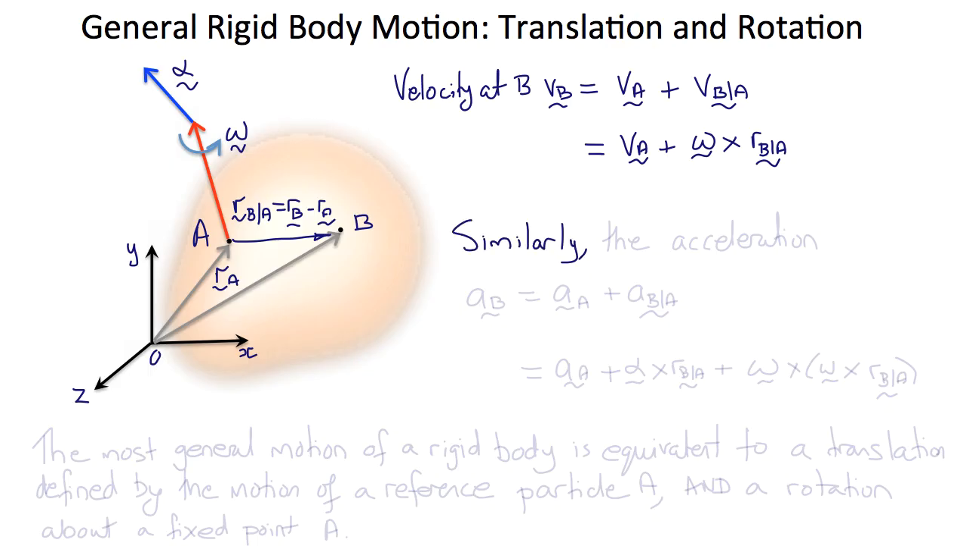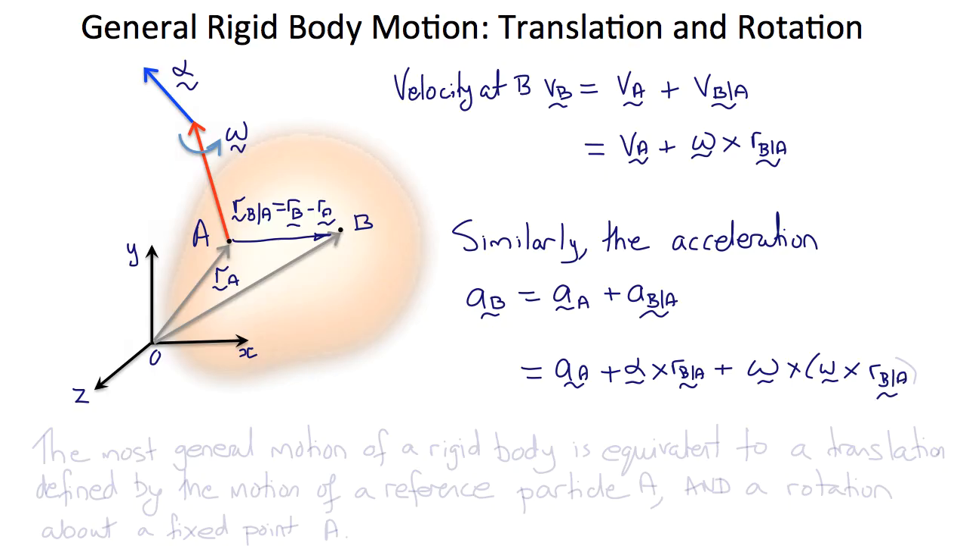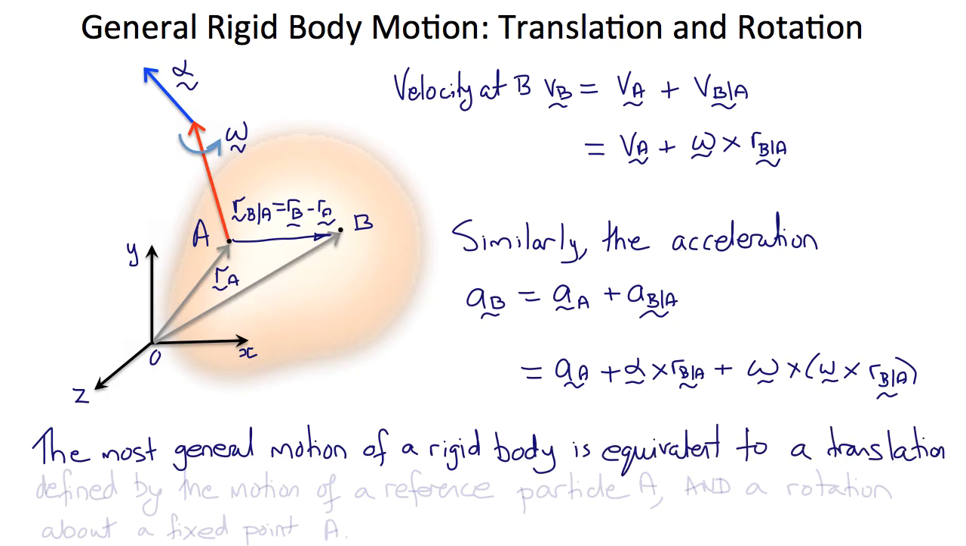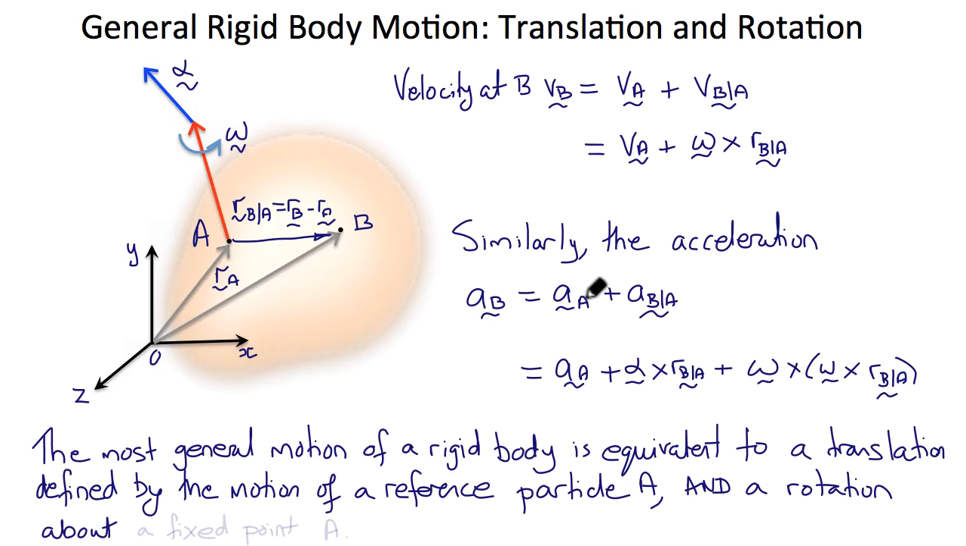Similarly, for the acceleration, we can write that a sub B equals a sub A plus a of B relative to A. This is a sub A plus alpha cross r of B relative to A plus omega cross omega cross r of B relative to A. So in other words, the most general motion of a rigid body is equivalent to a translation defined by the motion of a reference particle, in this case A, and a rotation about the fixed point A.